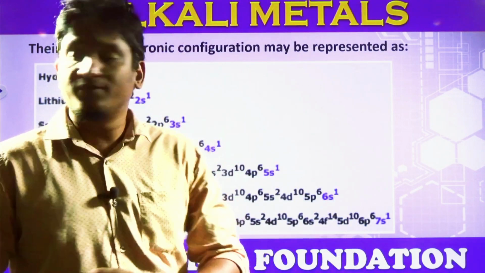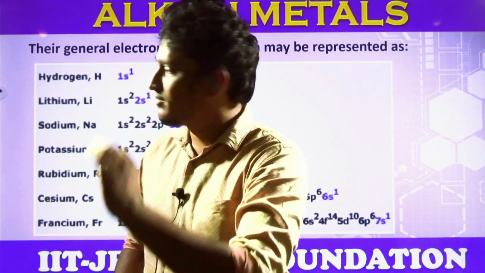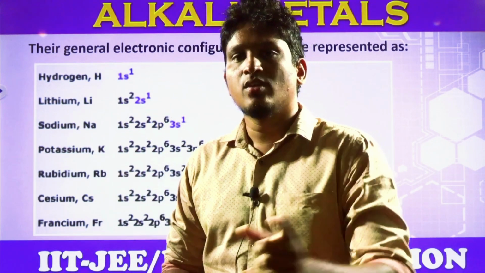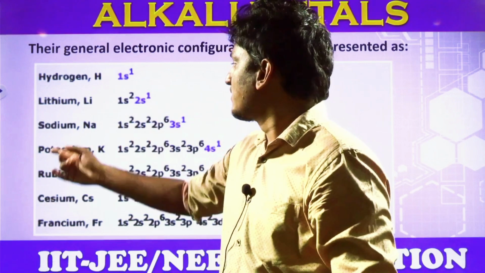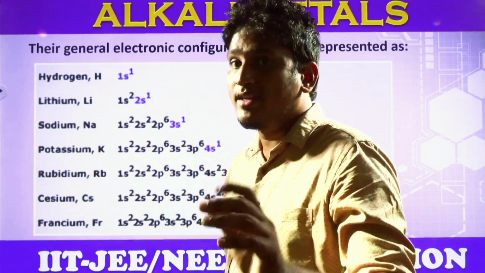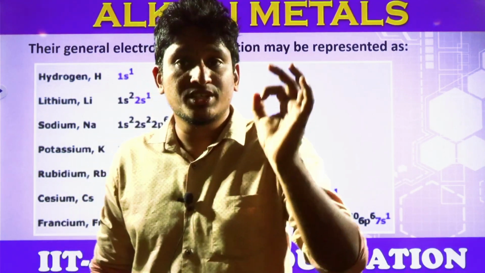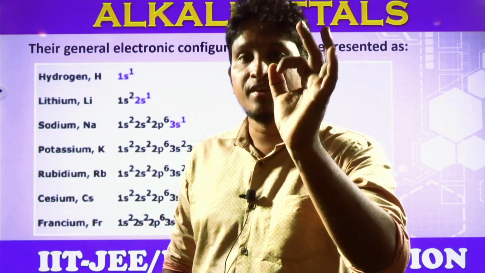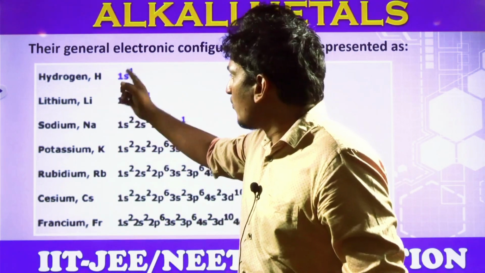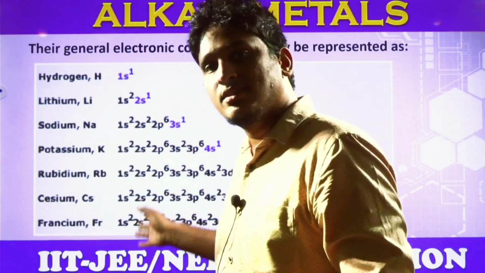Look at these configurations, students. Hydrogen, what is the configuration? 1s1. Lithium, what is the configuration? 1s2 2s1. Sodium, 1s2 2s2 2p6 3s1. We have to consider only the valence shell configuration because this valence shell configuration is the reason behind all this reactivity. So look at the configurations: 1s1, 2s1, 3s1, 4s1, 5s1, 6s1, 7s1, francium.